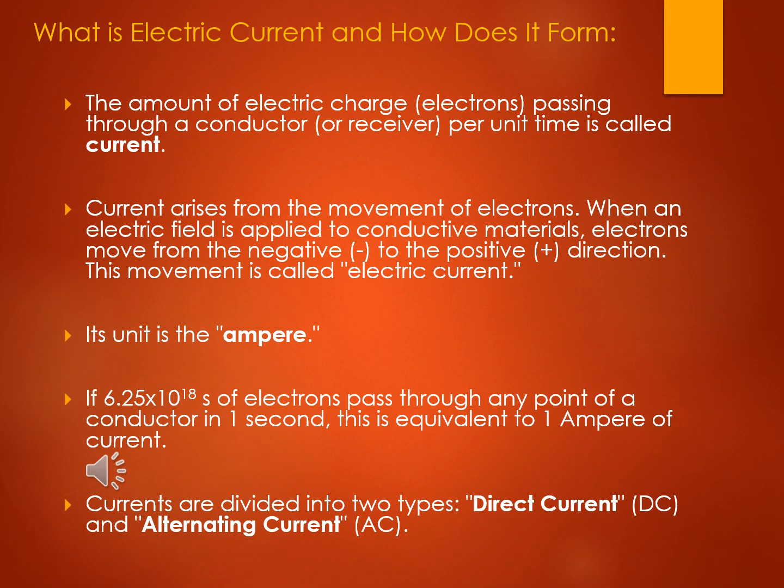The amount of electric charge, electrons passing through a conductor or receiver per unit time, is called current. Current arises from the movement of electrons. When an electric field is applied to conductive materials, electrons move from the negative to the positive direction. This movement is called electric current. Its unit is the ampere. Currents are divided into two types: direct current, DC, and alternating current, AC.